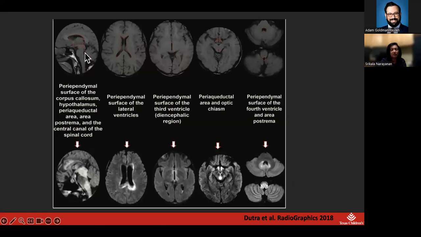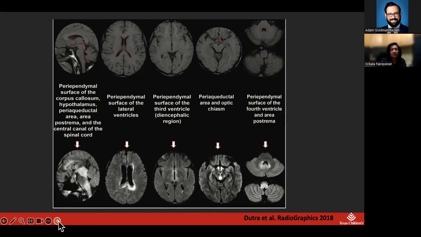So here in red is marked your normal distribution for the aquaporin-4 antigen. It's sort of just following that red line. It's along the periependymal surface of the corpus callosum, hypothalamus, the periaqueductal gray, the area postrema, and the central canal of the spinal cord, the periependymal surface of the lateral ventricles, third ventricle, optic chiasm, periaqueductal gray, and then along the fourth ventricle and dorsal medulla. And then correspondingly, from this article, you have this really nice distribution of cases. So this is a very typical case.